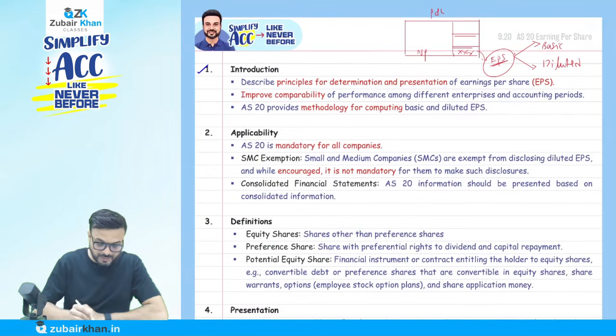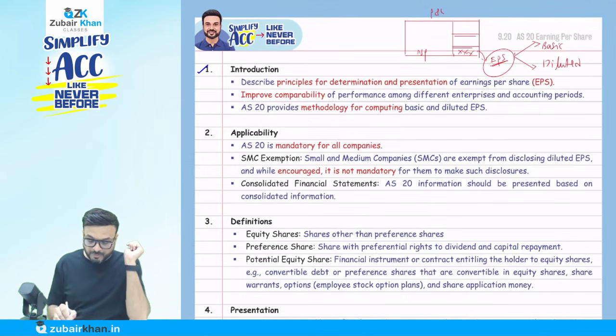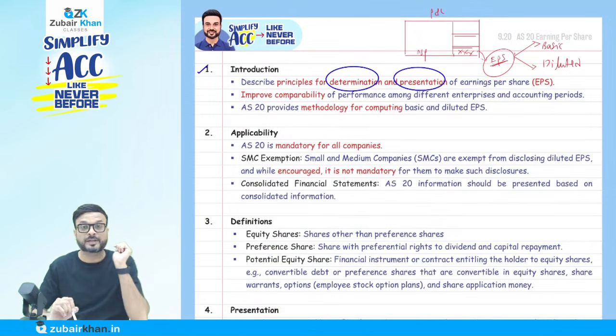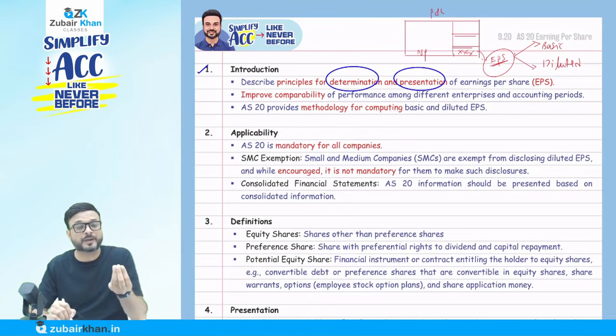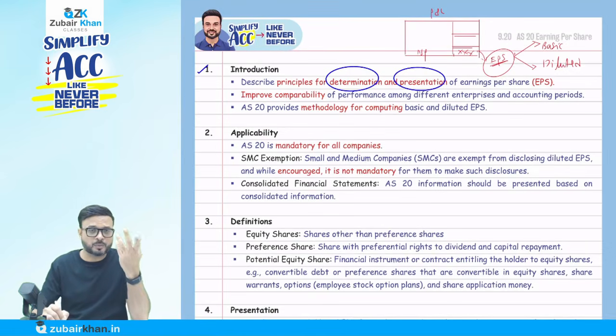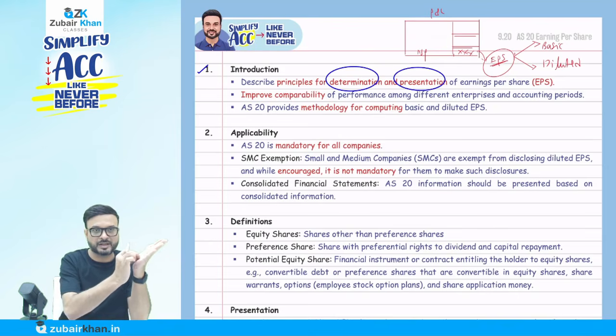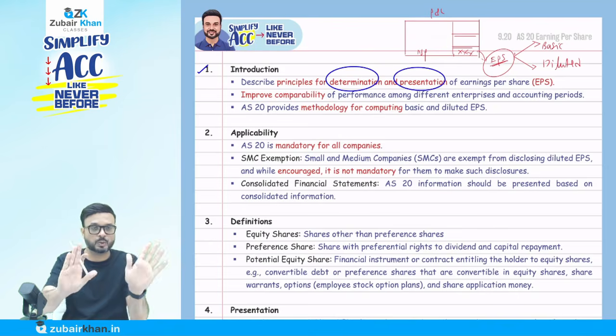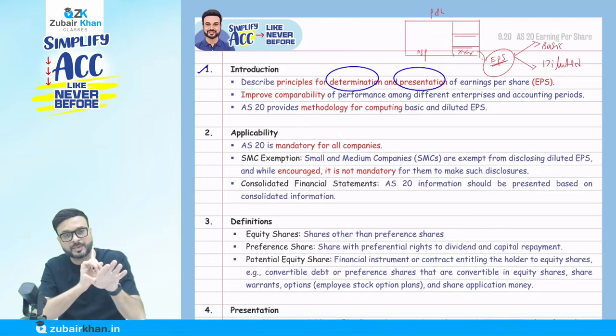Now, what it says is that it describes the principle for determination and presentation, that is, how to do the calculation of EPS and how to present it. So should we present it in the notes to accounts? No, in the P&L account. In the P&L account, we just write how much is the earning per share. How to calculate it, we'll discuss. But we present it in the P&L account.